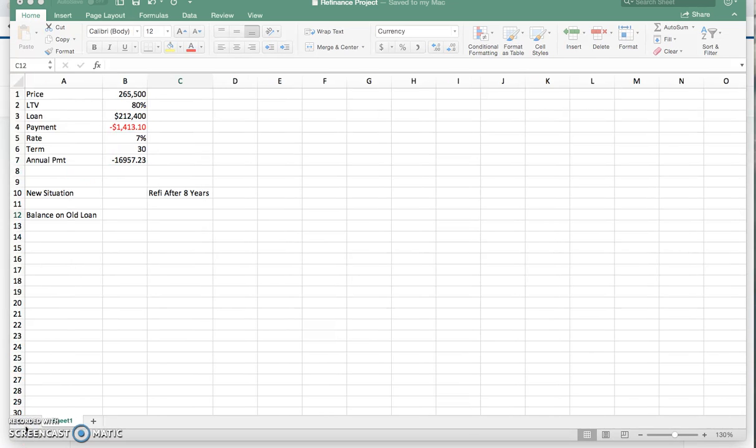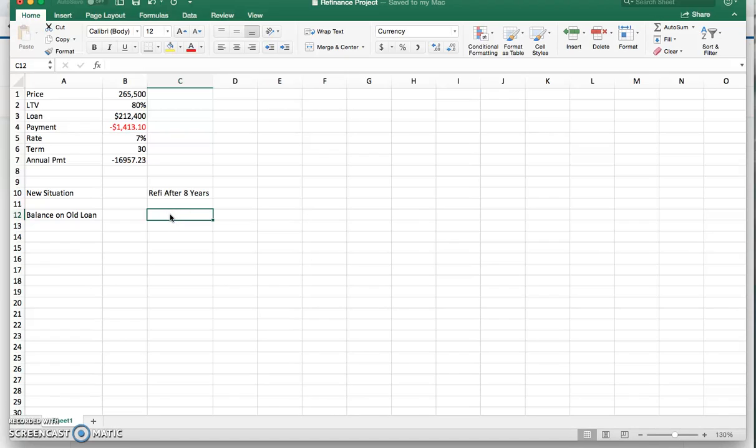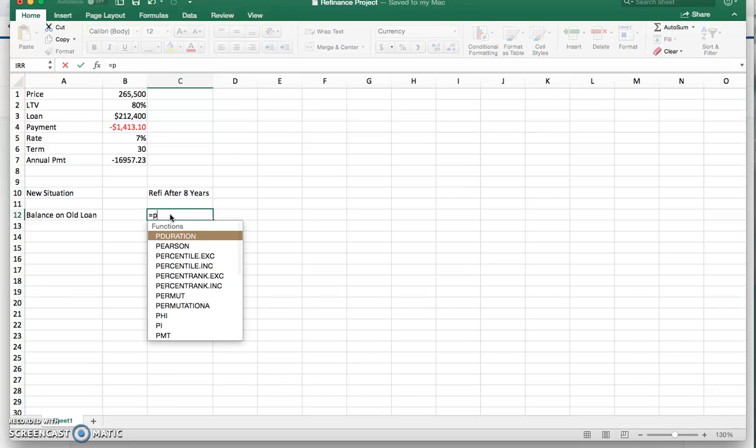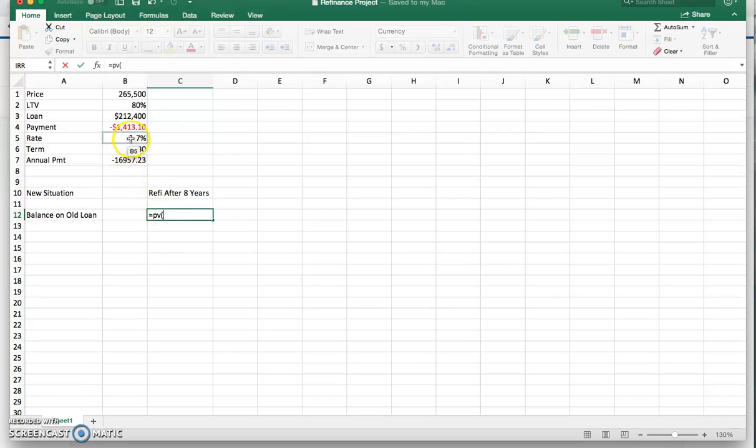To get the balance on the old loan, if we decide to refinance after 8 years, we use the present value function. Take the rate divided by the number of payments, and then the original term of 30 minus 8, multiply that by 12, and then the amount of the original payment.